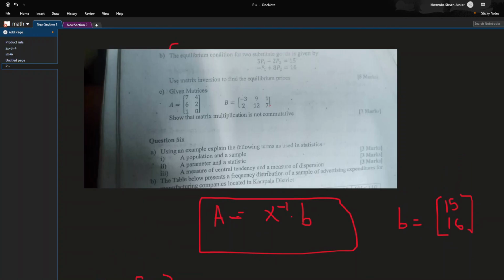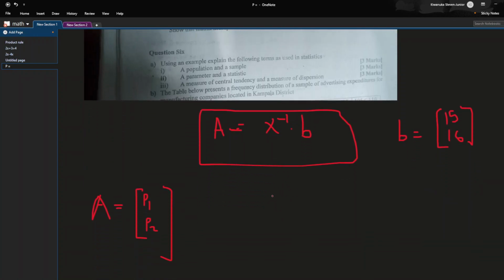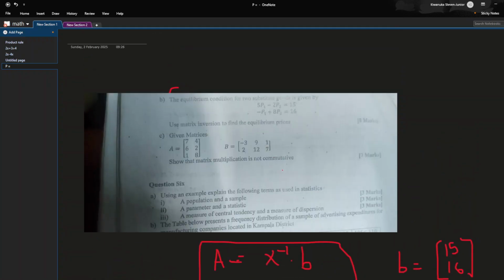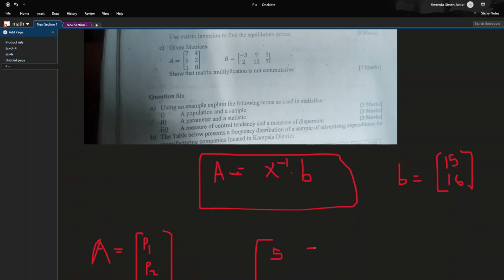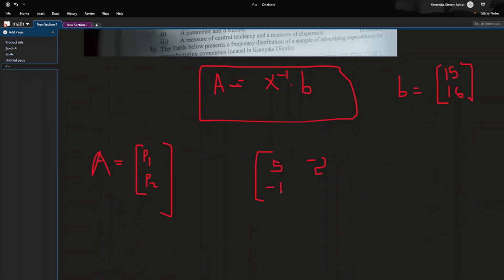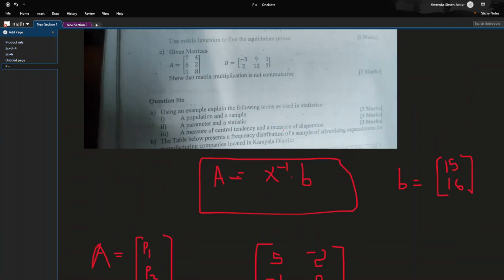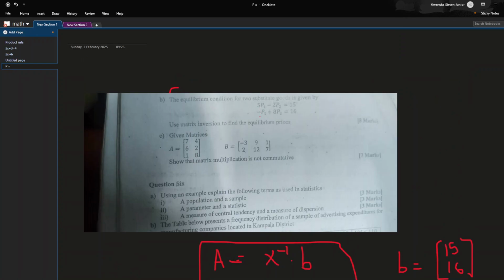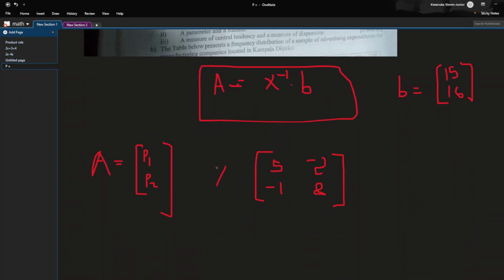Something to note. Our X here, the variables we have, is 5 and negative 2, then negative 1 and 8. Since the coefficient of P up there is 1, we put 1, as there is no figure here, which means the coefficient is 1. I'm just extracting these coefficients. So this is our X. But what do we want? We want to find the X inverse.